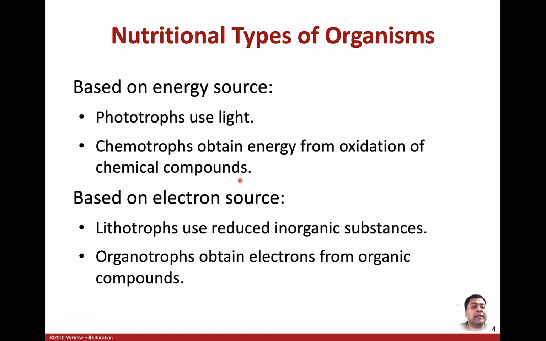Another important thing is that, based on the electron source, the lithotrophs use reduced inorganic substances. On the other hand, the organotrophs obtain electrons from organic compounds. So where is that electron source that is needed for the energy source? If there are reduced inorganic substances, remember that this word is important. Reduced means that these inorganic substances already have electrons in them, in the form of hydrogen most of the time.